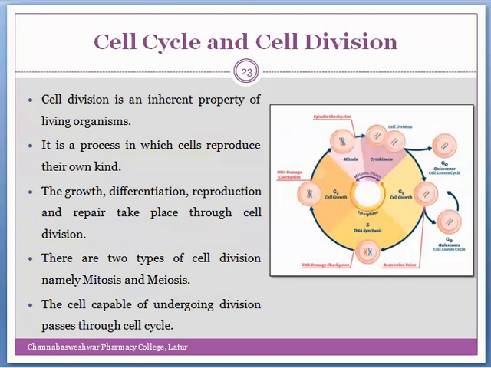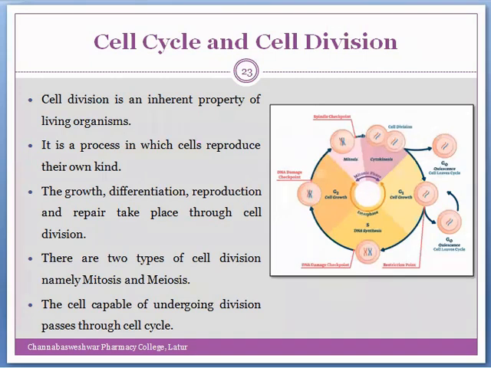Cell division means it is a process in which cells reproduce their own kind, meaning that a cell produces new cells like its own cells.